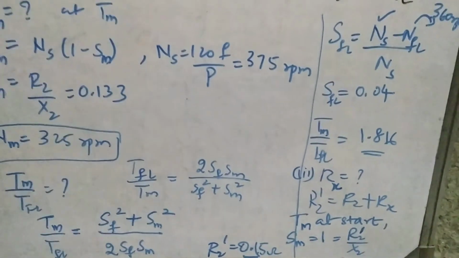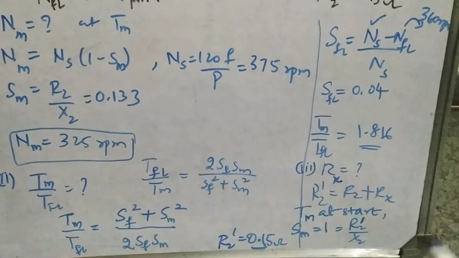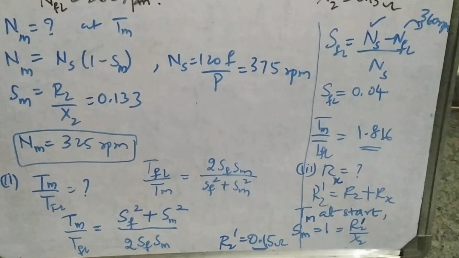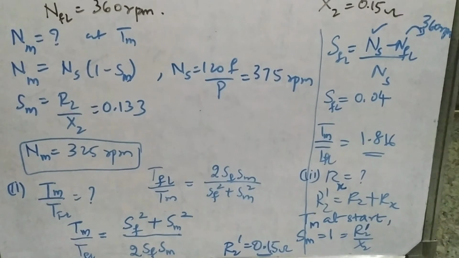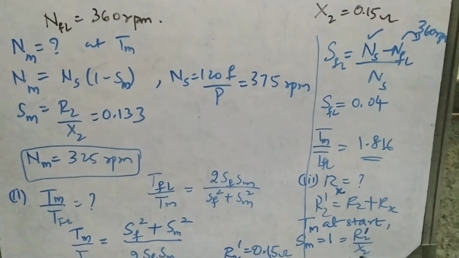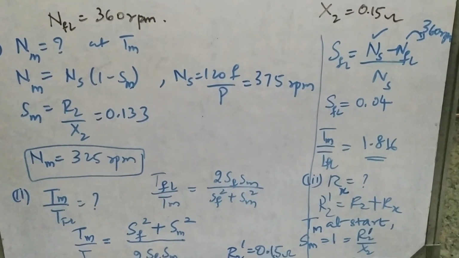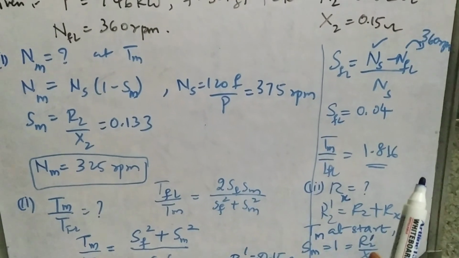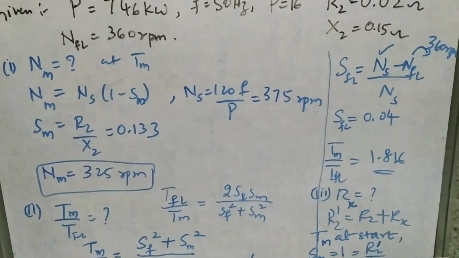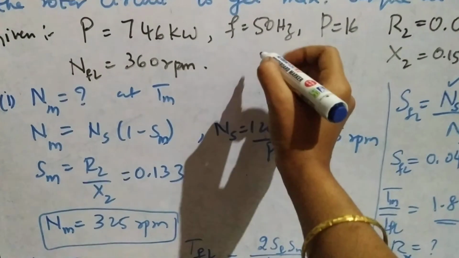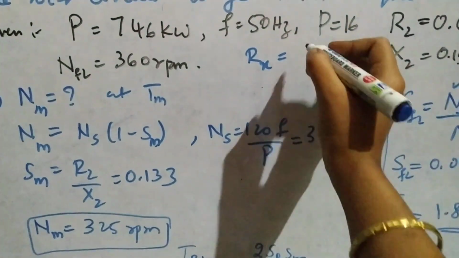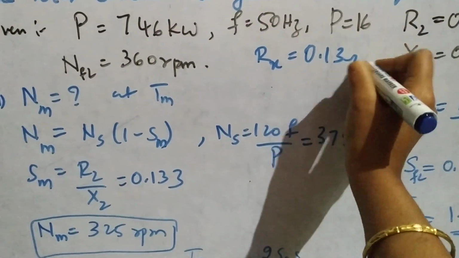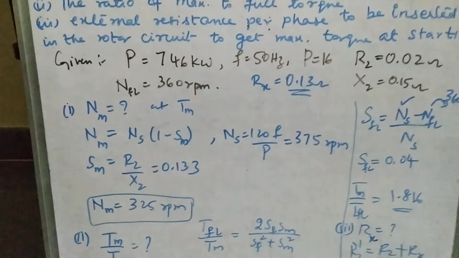Once you get the R2 dash value, you can determine Rx. Rx is equal to R2 dash minus R2. Here R2 dash is 0.15, and taking the difference with 0.02, we get the value of Rx as 0.13 ohm. So this will be the final answer.